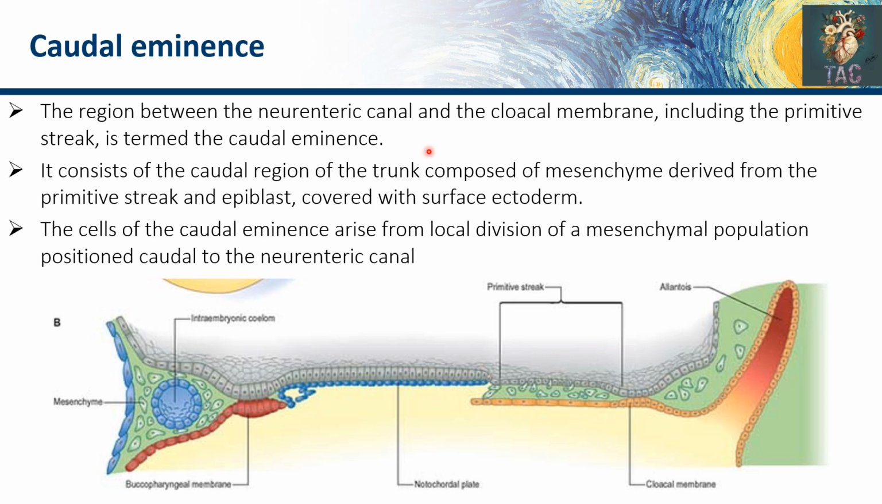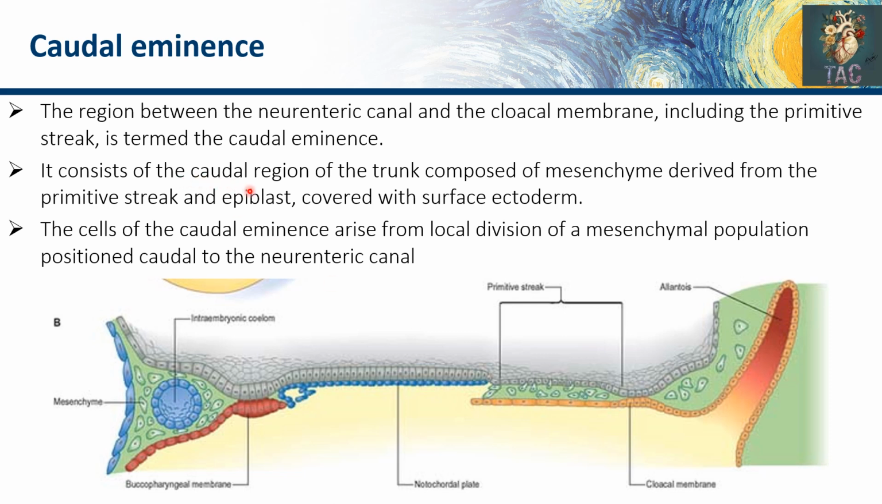Another important point in the third week of development is the caudal eminence. Students, you are always confused when you study the caudal eminence in your book. You are confused what the caudal eminence actually is. So, the caudal eminence is actually the region between the neuroenteric canal and the cloacal membrane. So this region from the neuroenteric canal to the cloacal membrane, including the primitive streak, is called the caudal eminence.